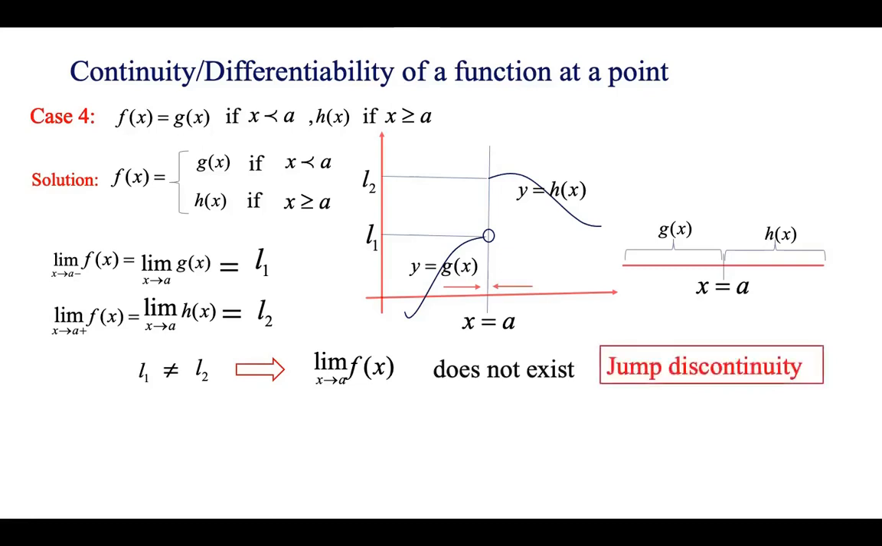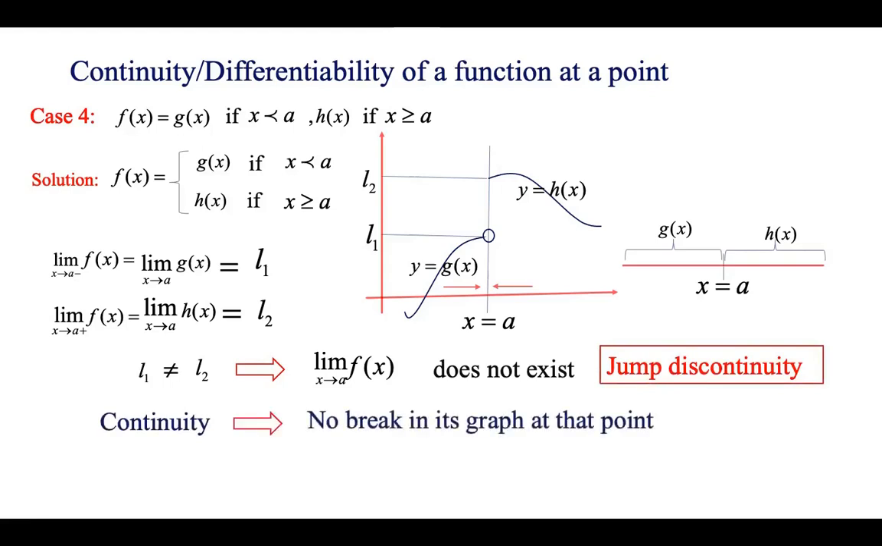So here you see the graph. The graph has taken a jump there. It is called jump discontinuity. Again, continuity implies there is no break in its graph. But here in this graph at x equal to a, we got the break. Therefore, it is discontinuous. So discontinuity always implies non-differentiability. Again, this function is non-differentiable.